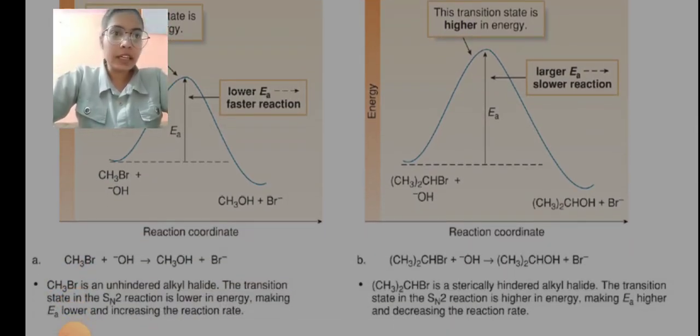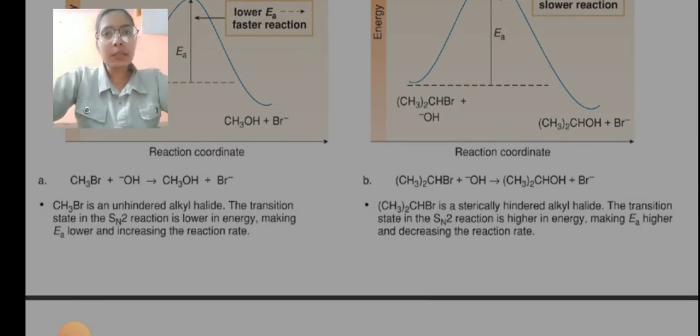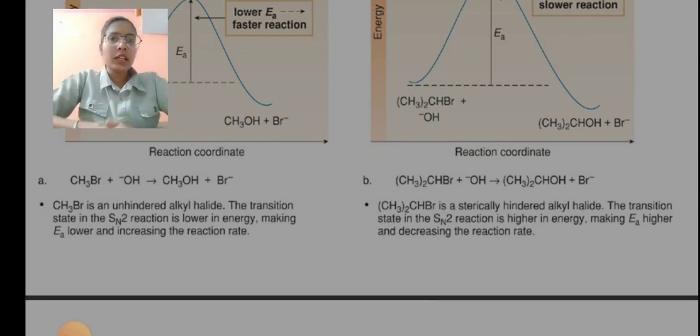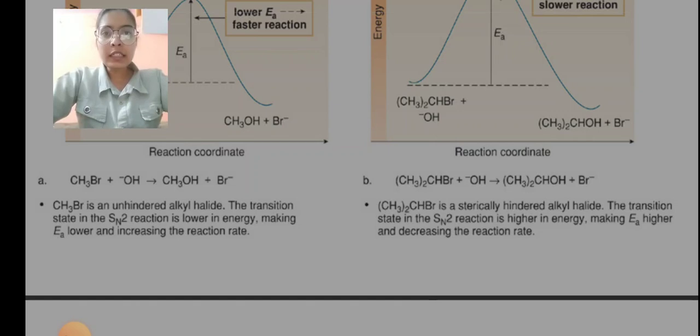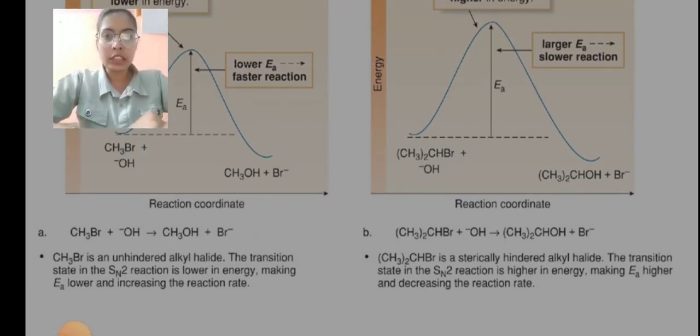In this diagram, the same thing is given. A. CH3Br plus hydroxide ion reacts and forms CH3OH plus Br negative. CH3Br is an unhindered alkyl halide. The transition state in the SN2 reaction is lower in energy, making activation energy lower and increasing the reaction rate.